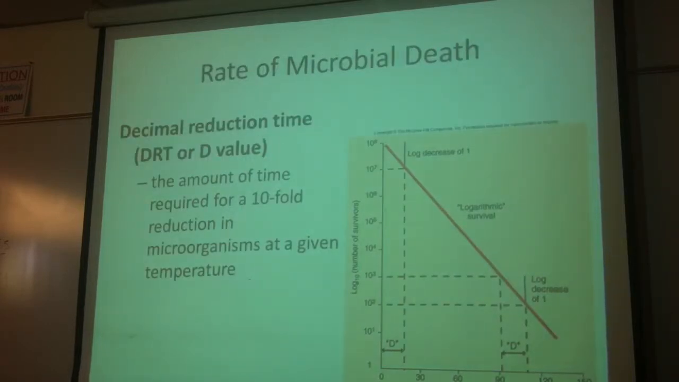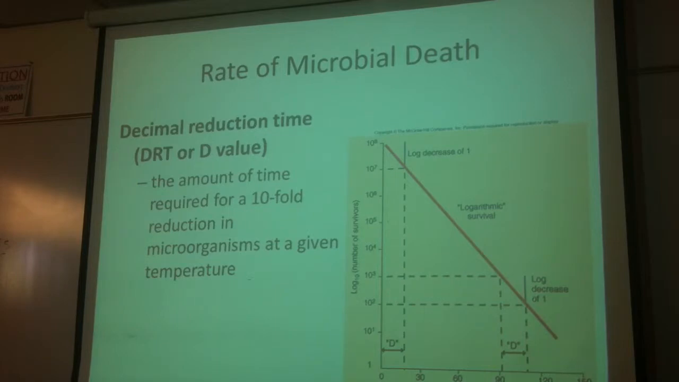Rate of microbial death, so decimal reduction of time, DRT or D-value. What is the amount of time required for a 10-fold reduction in microorganisms at a given temperature? It's a logarithmic scale of how long it takes before I go down. So 90% go away, 90% go away, so you get that 10-fold reduction about every 15 minutes. Well, for this particular one, yes. This would be every 15 minutes.